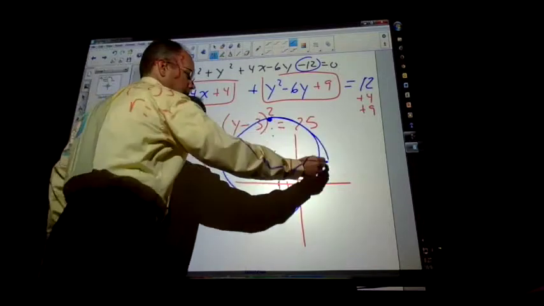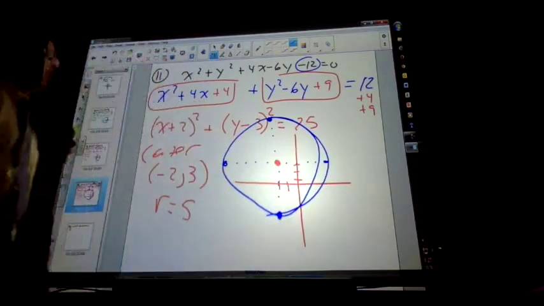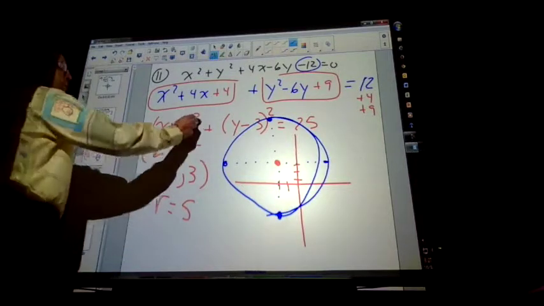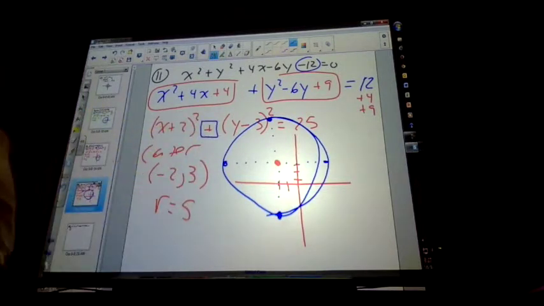Let's pretend I can connect the dots. Does anybody know what shape this becomes? This is extra credit, a million extra points. If that's a minus, an ellipse, hyperbola. It's going to be an ellipse.